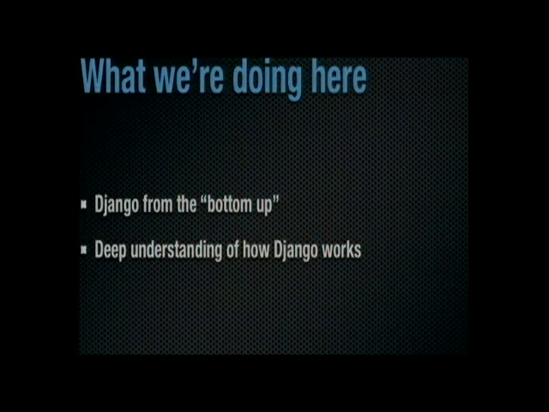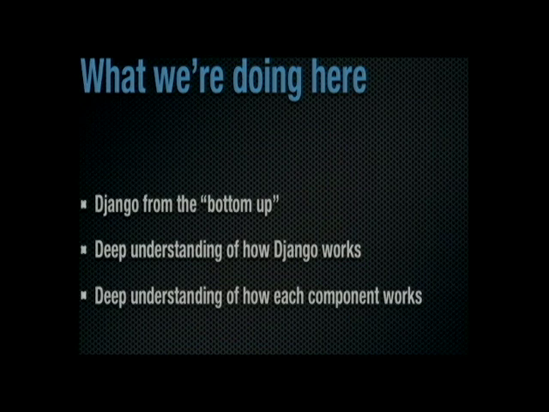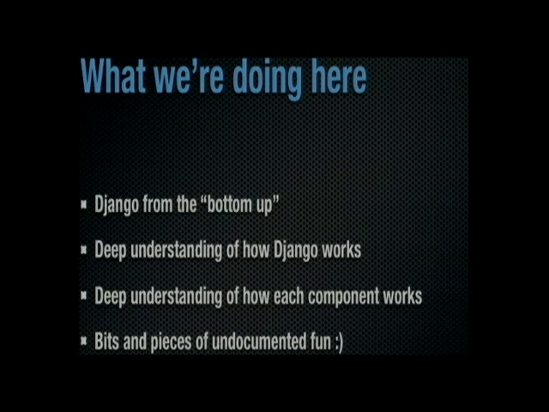We're going to give you as deep an understanding as possible of how Django works, and of how each component of Django works. Hopefully when this tutorial is done, you will be able to explain to someone how the ORM generates a database query. We are also going to cover some bits and pieces of undocumented API. I will try to point out when I'm covering something that you can't necessarily rely on as being stable API. But for the most part, anything that Django documents officially is going to be stable. Anything we don't document officially is unstable.